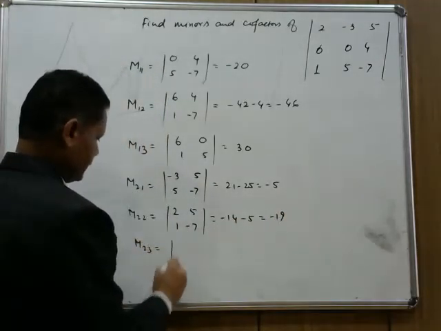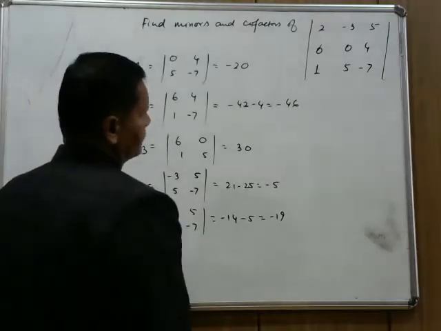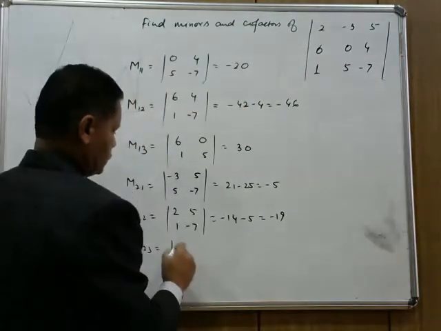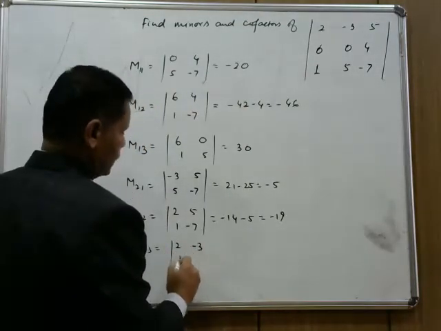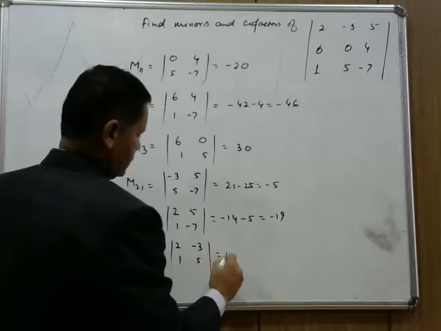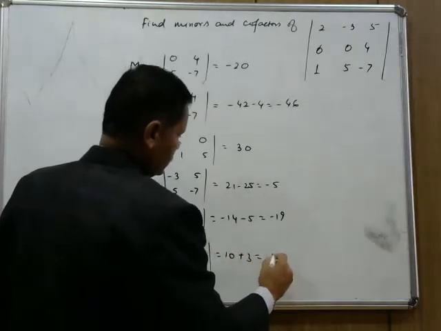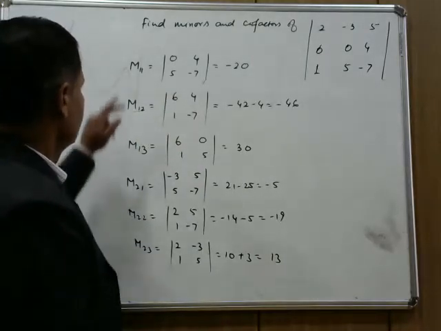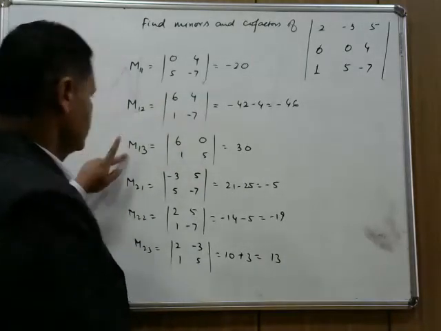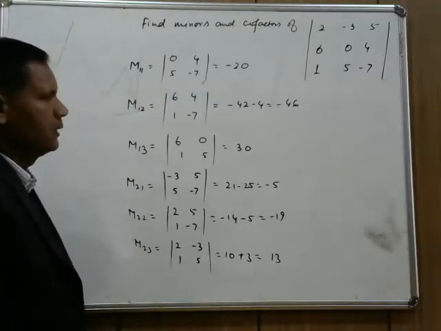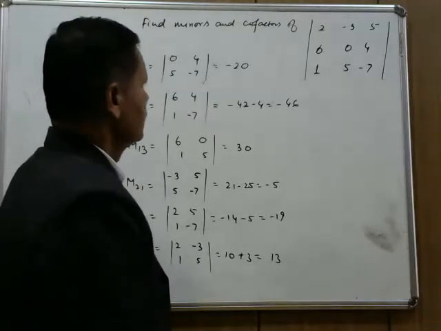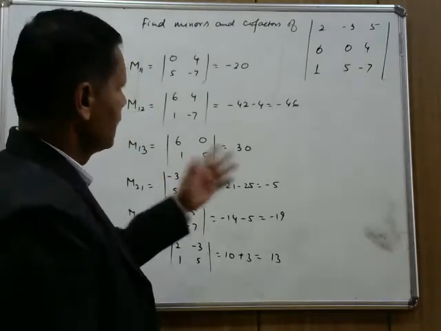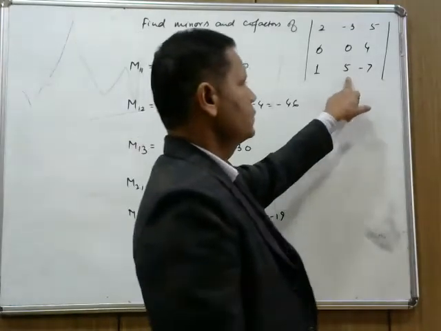M23. This row, this column left out. 2, minus 3, 1, 5. 10 plus 3 is equal to 13. Right? M11, M12, M13, M21, M22, M23. Now we'll find out the minors of M31, M32 and M33.